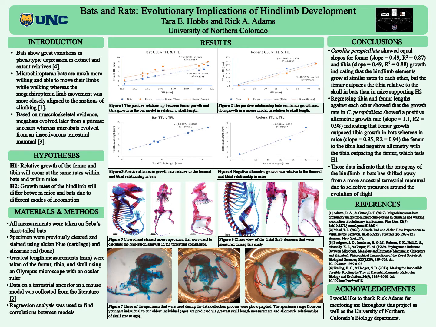In conclusion, my data supports the idea that the ontogeny of the hind limb in bats has shifted away from an ancestral terrestrial mammal due to various selective pressures involved with the evolution of flight and no longer needing certain torsion elements involved with terrestrial movement.